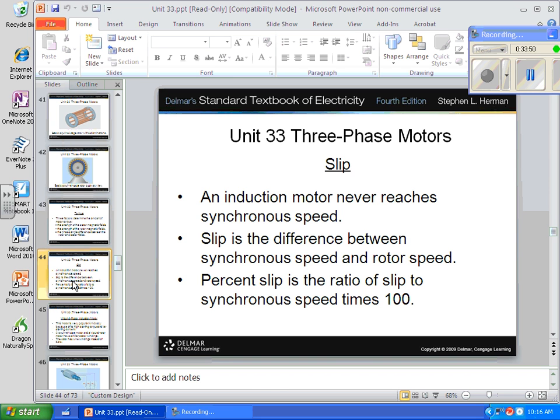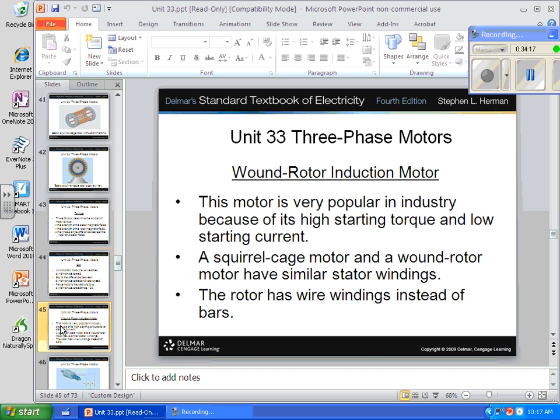Okay, slip. Every AC motor, except for a synchronous motor, has slip. All right? An induction motor never reaches synchronous speed. Slip is the difference between the synchronous speed and the motor speed. We looked at the synchronous speed before, right? An 8-pole motor has 900 RPM, right? So if you see a motor, what was our 1800 RPM motor? Is that 2-pole or 4-pole? Very common motor, 4-pole.